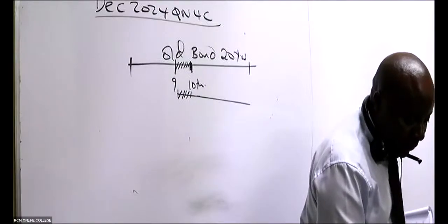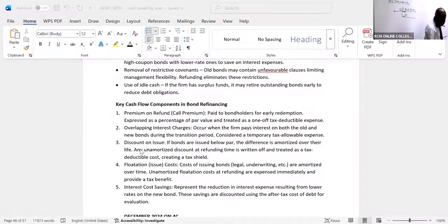And then, ladies and gentlemen, we have what we call discount on issue. Every time you are selling bonds, you must give out discounts. Every time you are selling bonds, there will be flotation costs. And then, of course, you shall be saving interest between the two bonds.